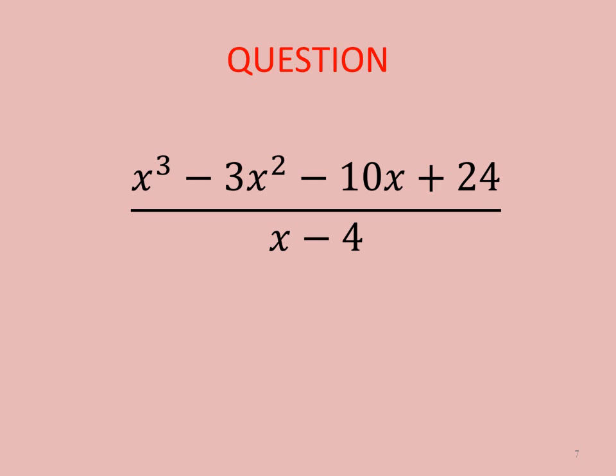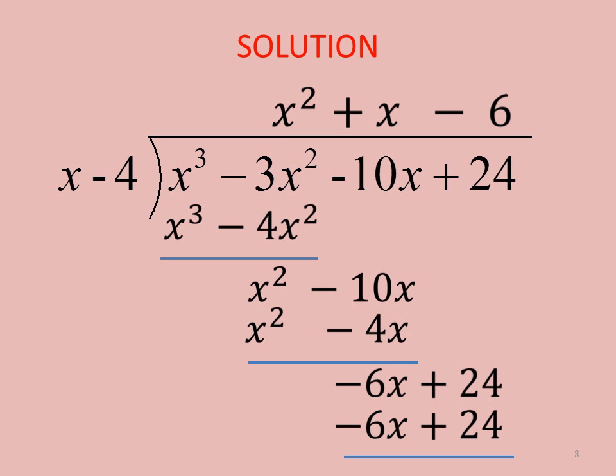Have a look at this question. x cubed minus 3x squared minus 10x plus 24 all over x minus 4. Pause the video and have a go at the question. When you've completed the question, restart the video and check your answer. Well, did you get it right? Your quotient should be x squared plus x minus 6. Ensure that all the terms in your workings match this worked solution.